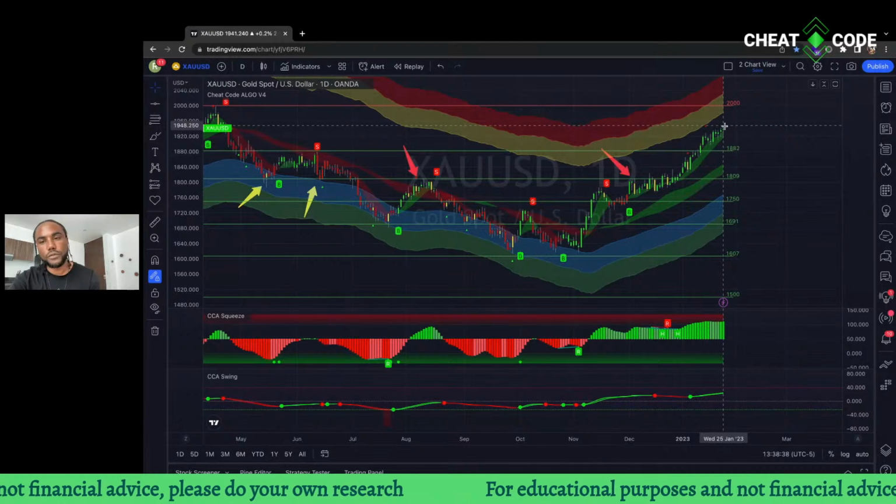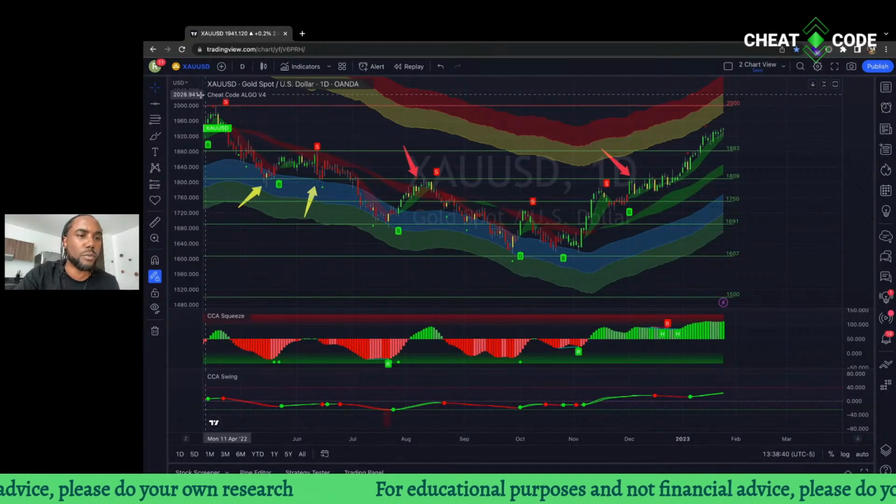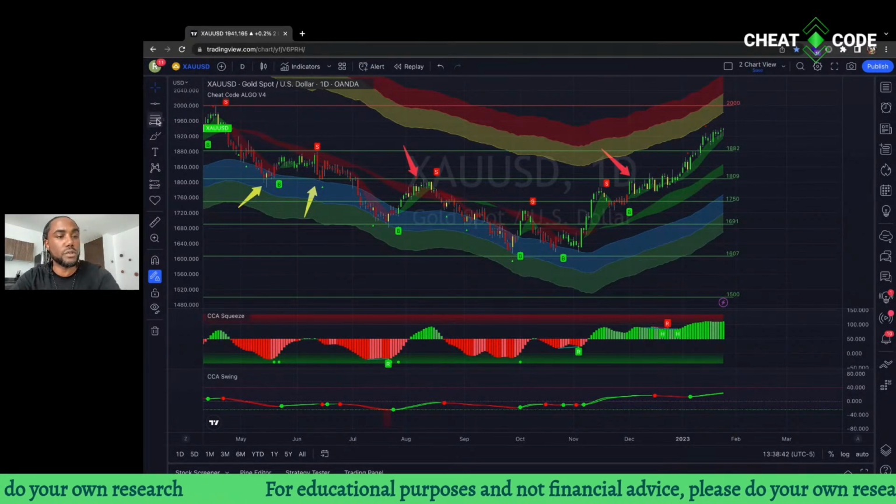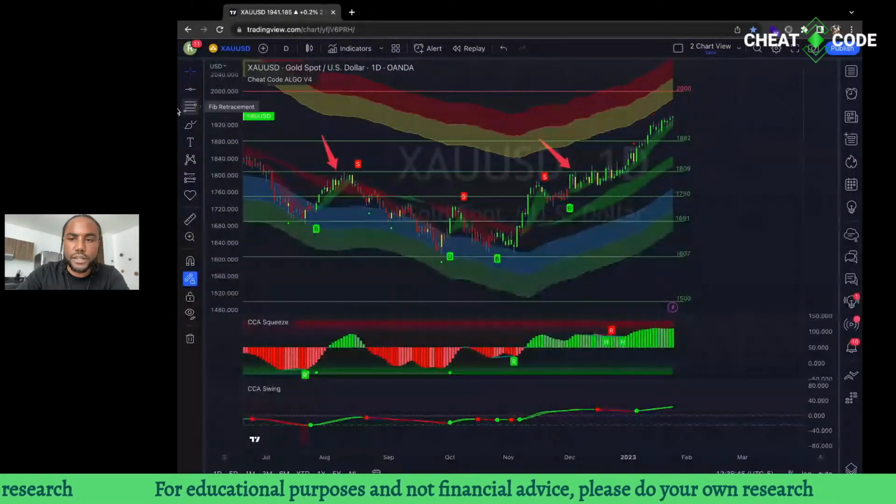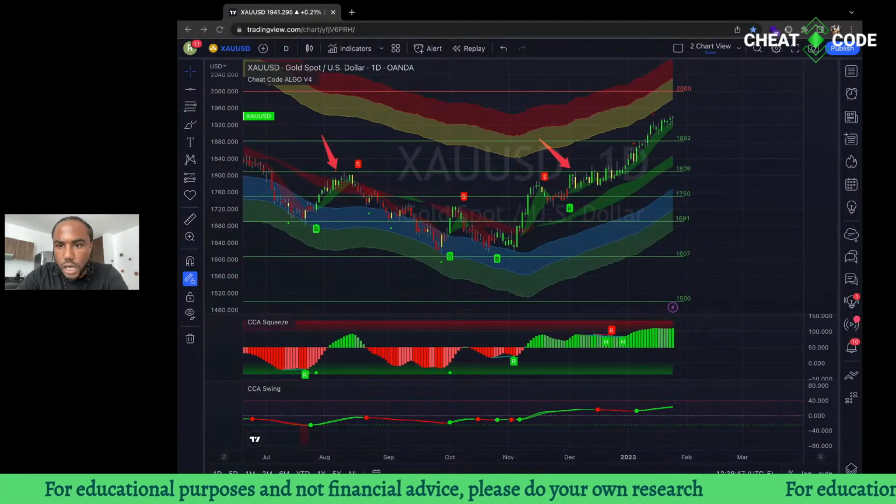But right now, gold's overextended and so is the market. So use these support and resistance levels to know when to be bullish and bearish and how to become a better investor and trader. Let's see here.